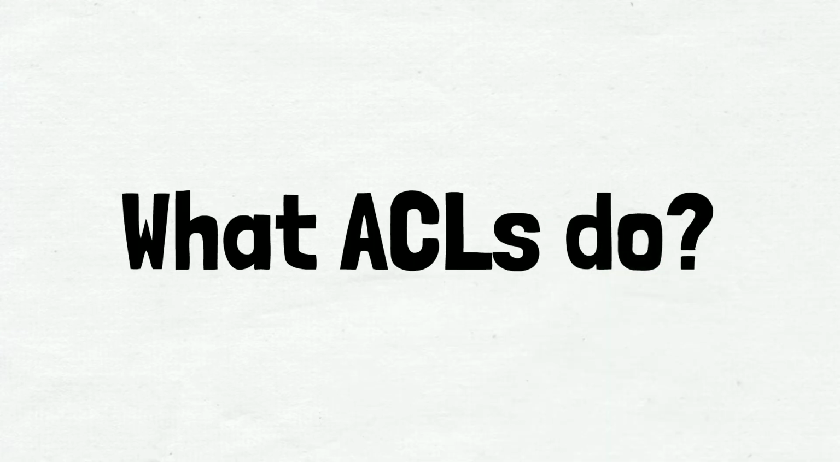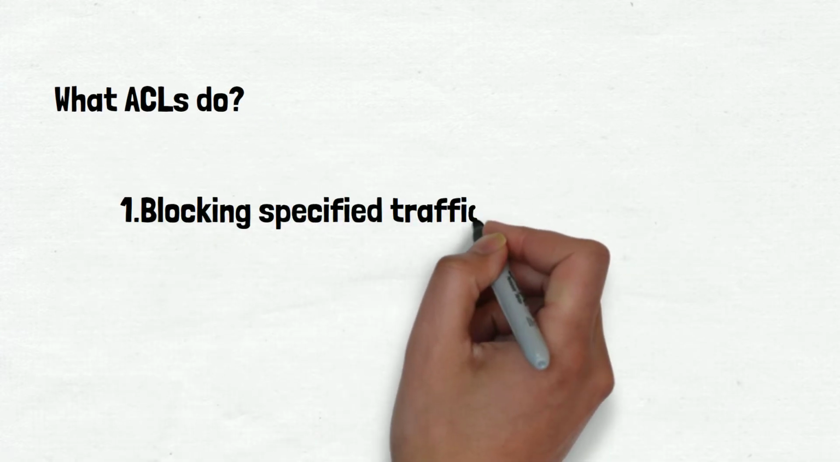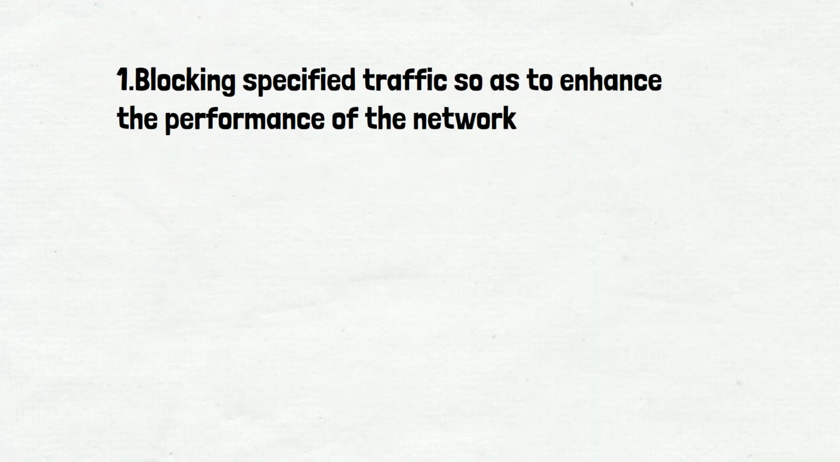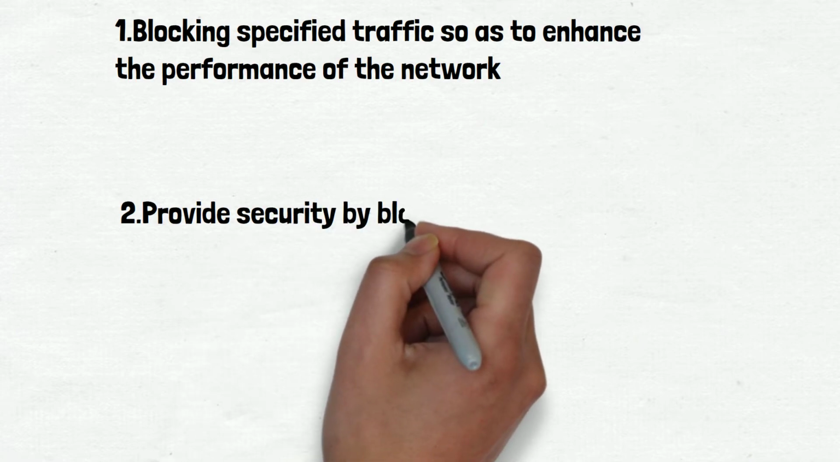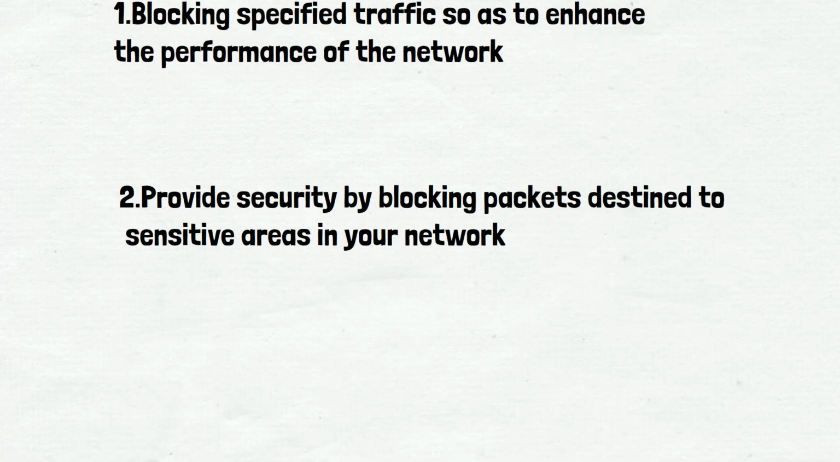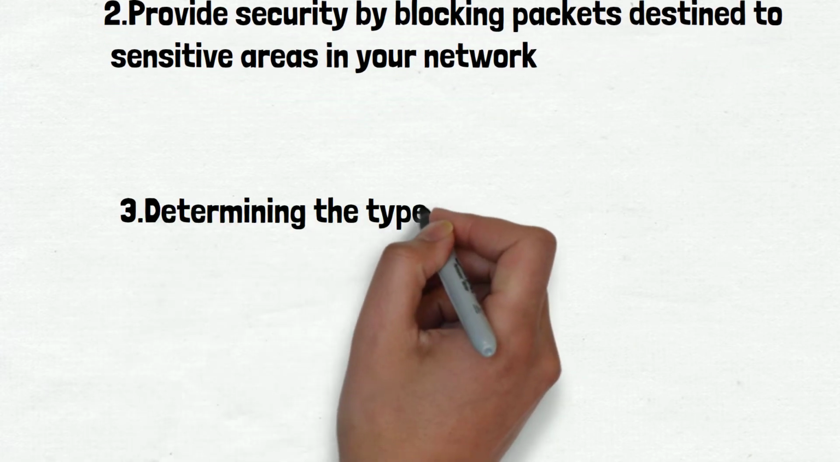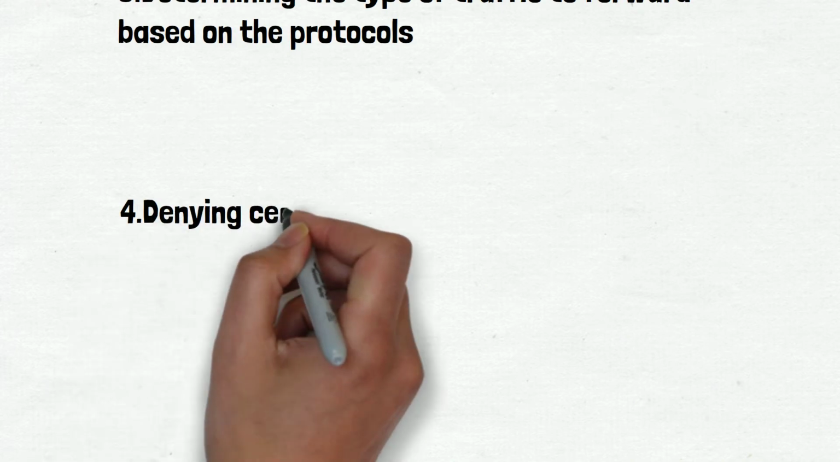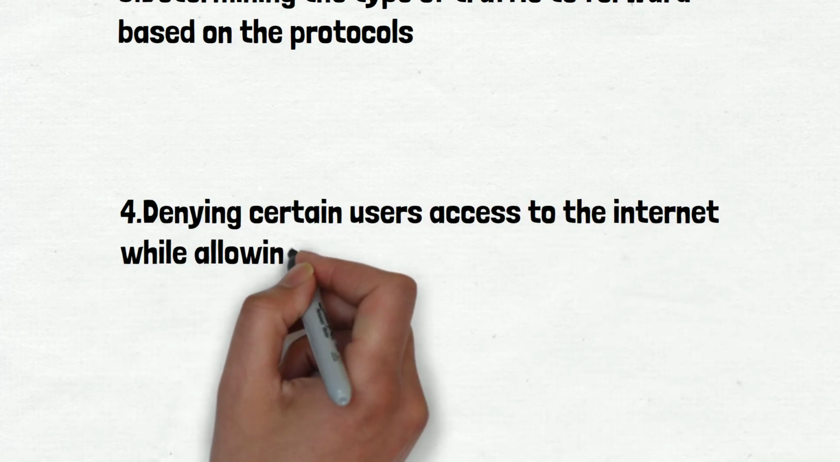What do ACLs do? The ACLs work by doing the following. 1. Blocking specified traffic so as to enhance the performance of the network. 2. Provide security by blocking packets destined for sensitive areas in your network. 3. Determining the type of traffic to forward based on the protocols. 4. Denying certain users access to the internet while allowing others.